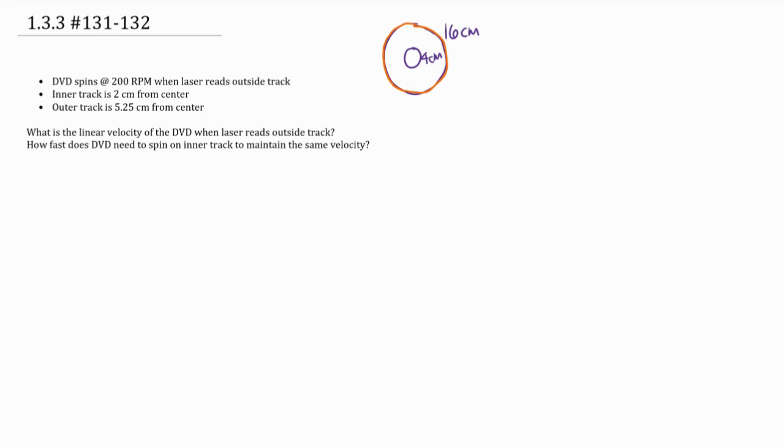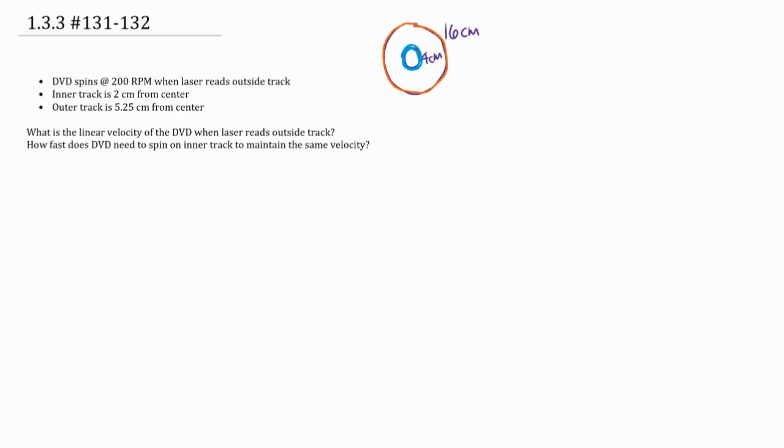Okay. Now, if we want that to be the same linear velocity, so we still want to have 16 centimeters of data, and we still want it in 1 minute, but now we're on the inner track. Okay, well, in order to do 16 centimeters worth, that's going to be 1, 2, 3, 4 rotations. So in order to complete 4 rotations in 1 minute, it would take 15 seconds per rotation.